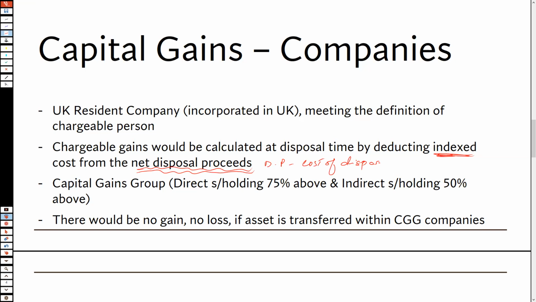Furthermore, if the company incurred transportation cost for delivering the asset, such costs are termed as cost of disposal. So we shall take the net disposal proceeds by deducting the cost of disposal from the disposal proceeds, and then from the net disposal proceeds, the indexed cost of the asset will be deducted.